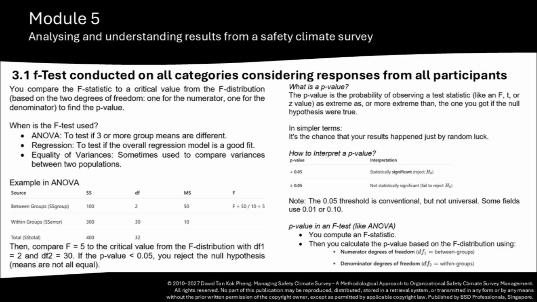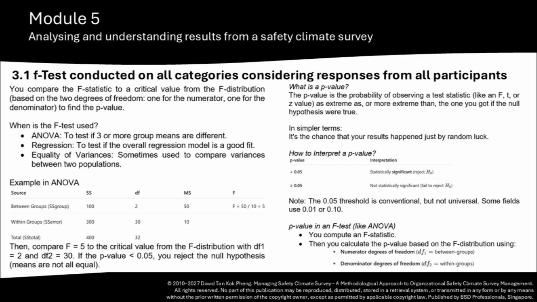The F-test is commonly used in several situations. ANOVA, to test whether three or more group means are significantly different. Regression, to test whether the overall regression model provides a good fit to the data. Equality of variances, to compare whether two populations have similar variances.